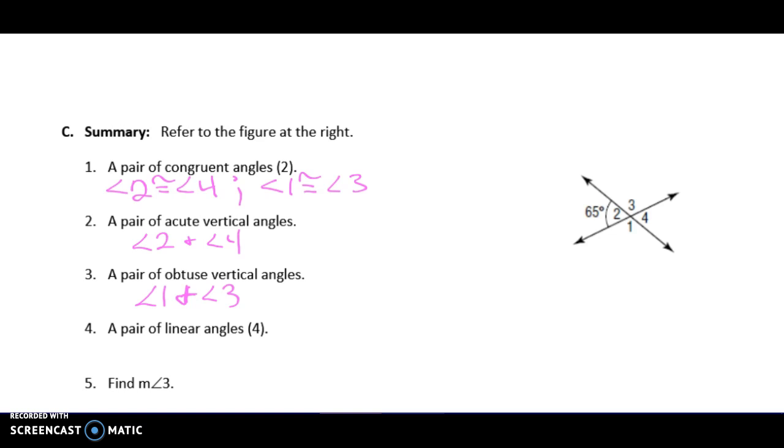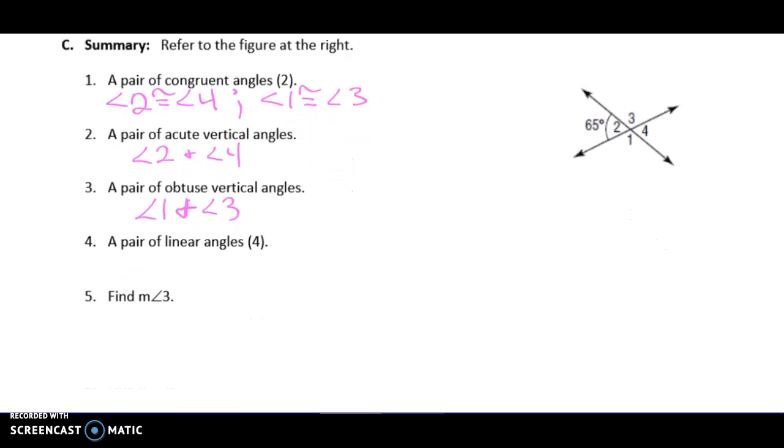I need a pair of linear angles now. There's 4 possibilities. So again, it's any pair that'll make a straight line. So we're going to start with 1 and 2. Then I could continue the other way. So I could also have 2 and 3. We can continue our way around. Angles 3 and angle 4. And then the last pair, angle 4 and angle 1. And then the measure of angle 3, it makes a linear pair, so it's 180 minus 65, which is 115.